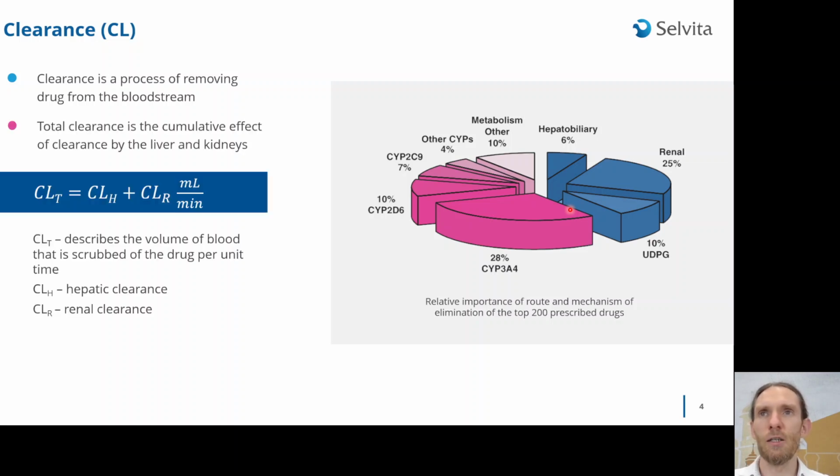So the total clearance can be approximated as the cumulative effect of the clearance by liver and kidneys, as expressed by this equation. The unit for clearance will be milliliter per minute. Why? We'll see in the future in our presentation.